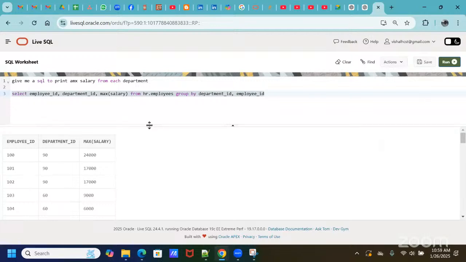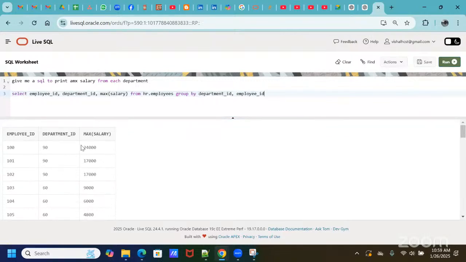This query is saying the maximum salary for department 90 has three records. Why three records? Because of group by department ID, comma employee ID. This employee and department combination is 24,000, this one is 17,000. It makes a combination, which I don't want. I want who is taking the maximum. So 24,000 is taken by which person? 100. I want only 100. I do not want these two records because they are not taking the maximum salary.